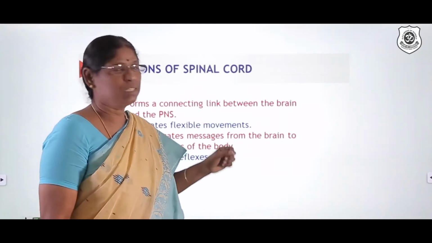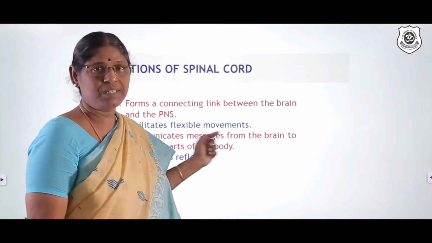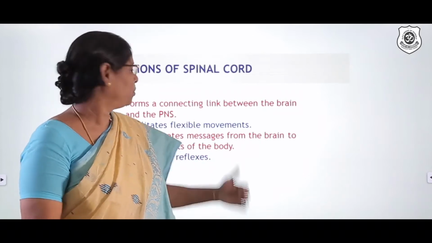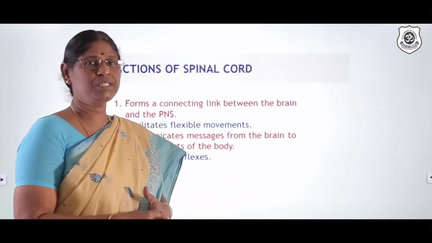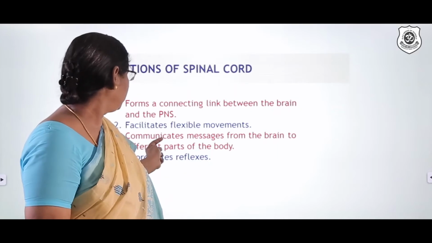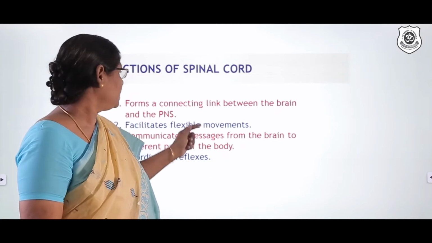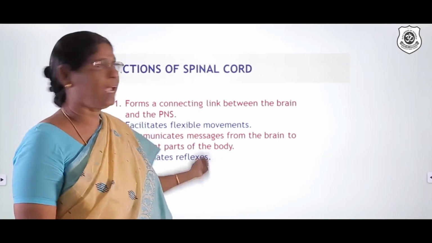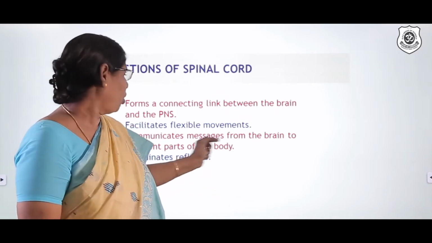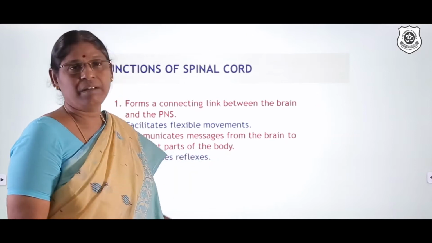Since the spinal cord connects with all other parts of the body through the nerves, that is the peripheral nervous system, it helps in the flexible movement of the body. That is, all the voluntary actions are brought about mainly because of the spinal cord. Then, it communicates messages from the brain to the different parts of the body. Since it is a link between the brain and the other parts, it conveys the message to all parts of the body. Then, next, it coordinates reflexes.